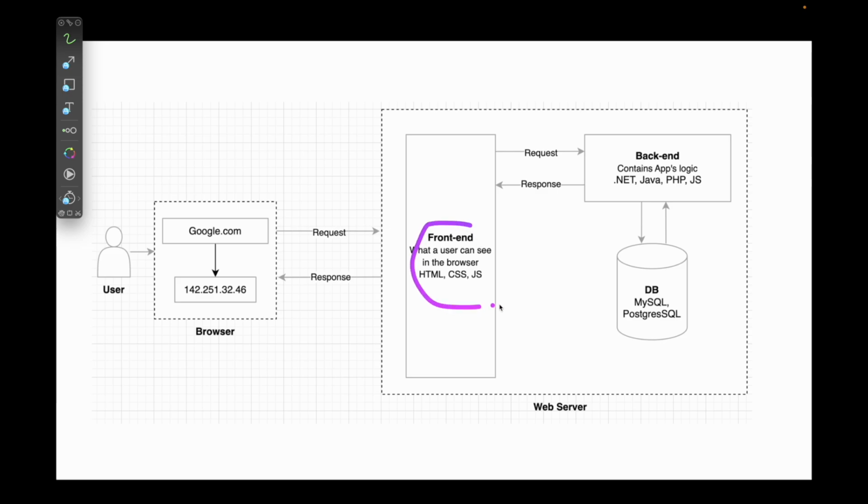So each front end is initiating requests to the backend. What is the backend? The backend contains the app's logic. It could be written in different languages like .NET, Java, PHP, JavaScript, etc.